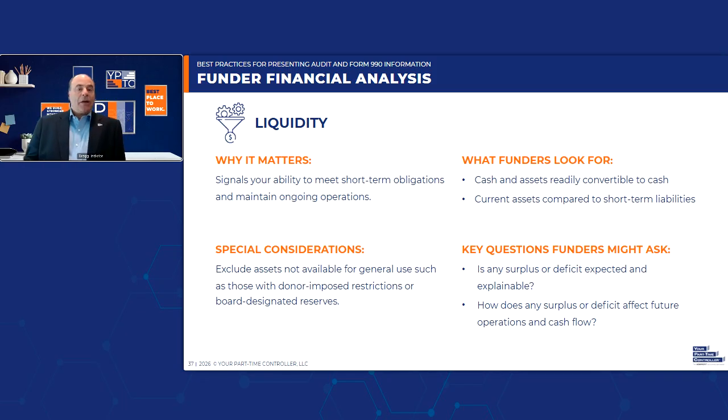When we talk about liquidity, funders want to make sure the organization can meet its short-term obligations and keep the day-to-day operations running smoothly. If cash does get tight, funders want to know that the organization has it handled. They're zeroing in on cash and assets that can quickly be converted to cash and how they compare to those short-term liabilities. There's a good ratio of current assets to current liabilities. When assessing liquidity, keep in mind that assets that are not available for general use should not be included in that calculation. These would include things like donor restricted funds, board designated reserves, or assets that have been used as collateral. They're in our statement of financial position, but they can't be used to cover general obligations.